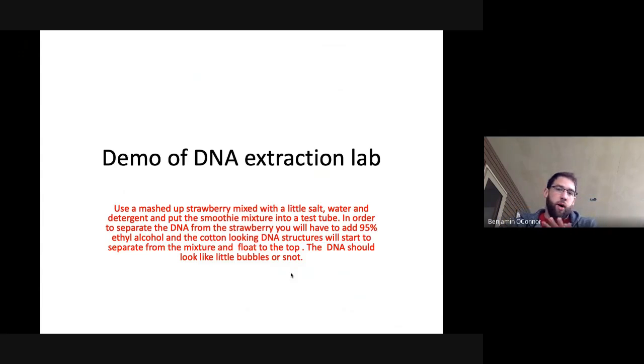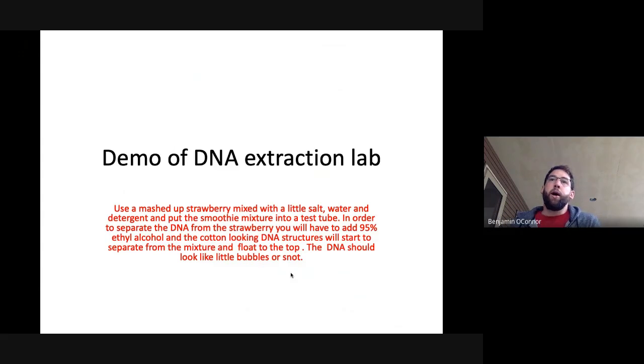If you ever wanted to do this on your own, I might do this as a little lab demo for you next lecture video. You mash up some strawberry into a test tube. Test tubes work best, but I doubt you have test tubes, so a smaller container is preferred. Put in some salt, water, and some detergent, like soap, and put that mixture into a test tube. In order to separate the DNA from the strawberry, you'll have to add 95% ethyl alcohol. And the cotton-looking DNA structures will start to separate from the mixture and float to the top.